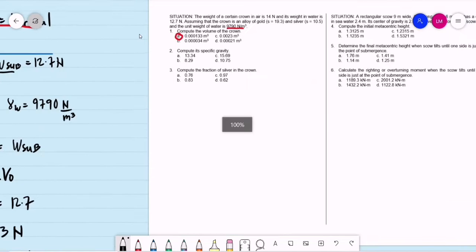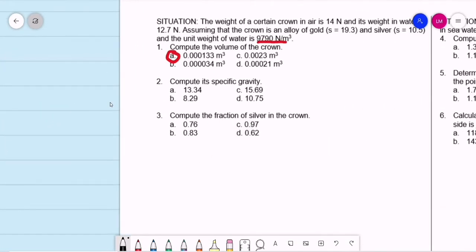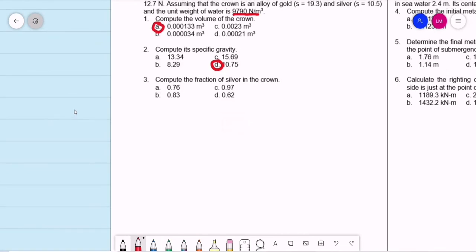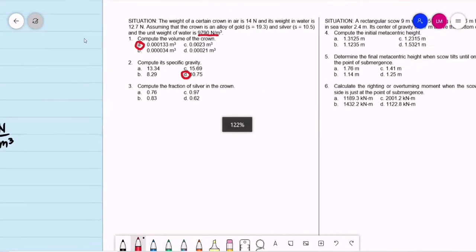So, check natin sa number 2, 10.752. Yung pinakamalapit na value is 10.75. That is letter D. So, sa number 3, compute the fraction of the silver in the crown.